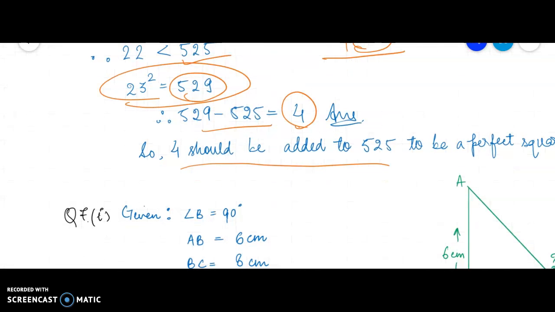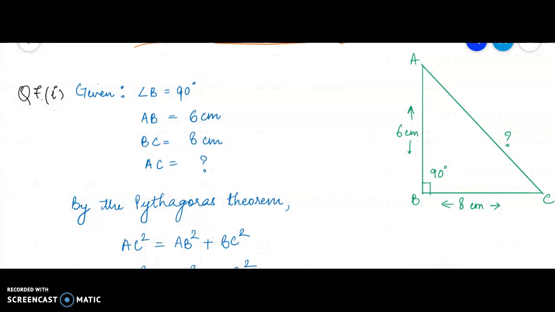Now coming on to question number 7. In a right triangle ABC, angle B. So here you can see there's a right angle triangle and angle B, ABC, is 90 degrees. And the first part, A part, is given that AB is 6 centimeter and BC base is 8 centimeter. We need to find AC, that is the hypotenuse.